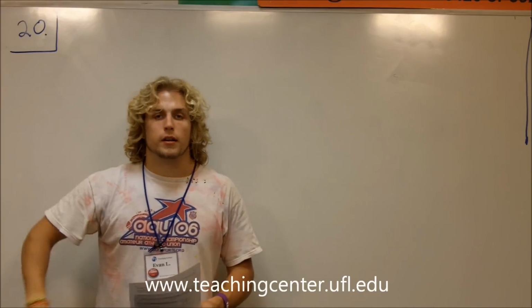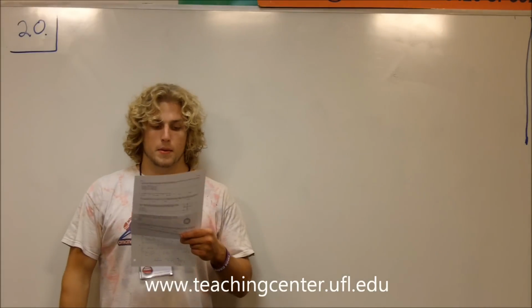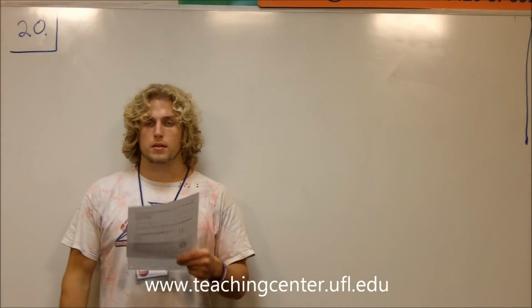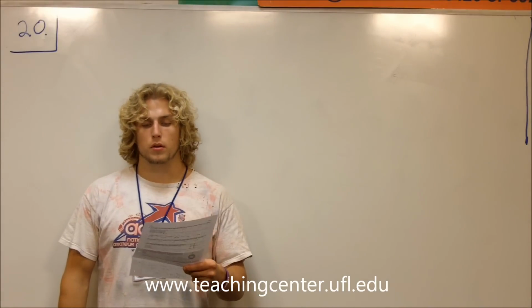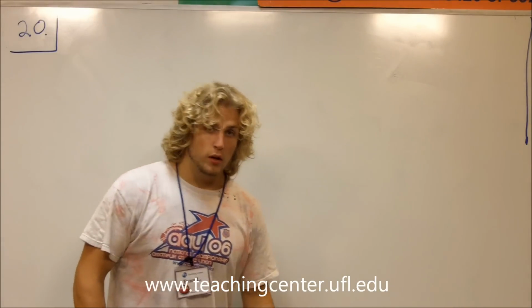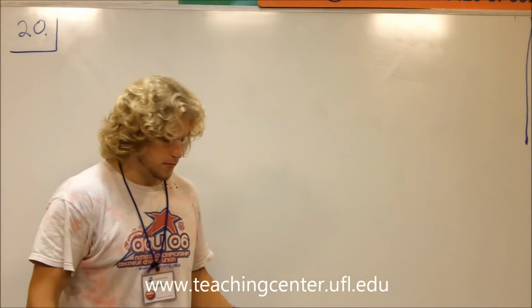This is number 20, the last problem. It states two objects of mass m1 and m2 have the same kinetic energies. Find the ratio of their momentum p1 over p2. You're not given hardly any information. You're given that the kinetic energies are the same.